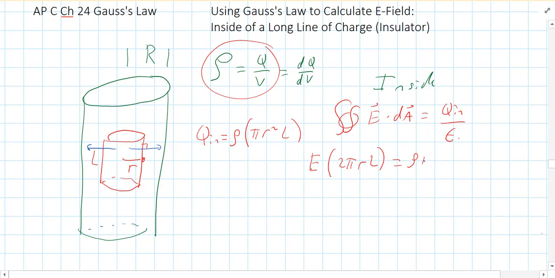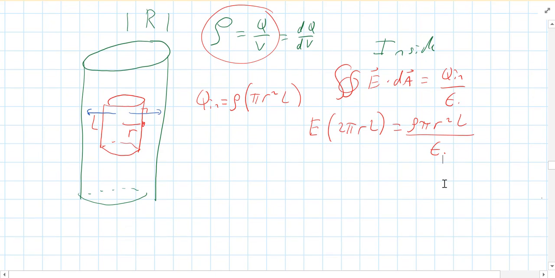So we got rho pi r squared L divided by epsilon naught. And thankfully, a lot of stuff cancels out here. For instance, the height of that little garbage can doesn't matter. One of the radii cancels out, and even our pi cancels out. And we get the electric field on the inside of this thing is equal to rho times r over 2 times epsilon naught. Okay.